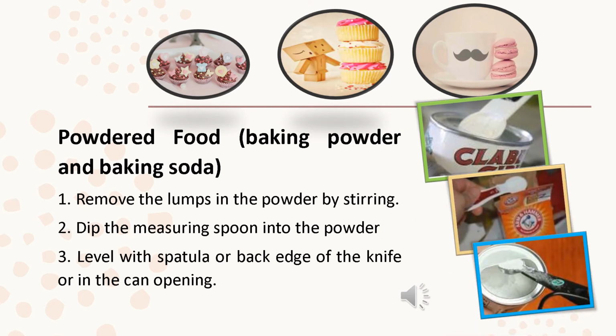Another examples of dry ingredients are powdered food, such as baking powder and baking soda. The following are the procedures or steps in measuring. Number 1, remove the lumps in the powder by stirring. Number 2, dip the measuring spoon into the powder. And last, level with spatula or back edge of the knife or right in the can opening.